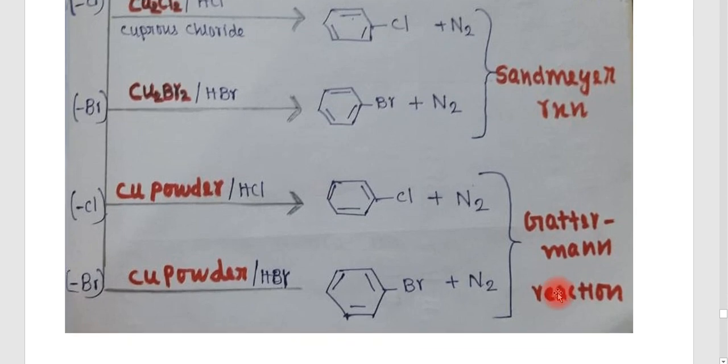In this reaction, if it is taking place in the presence of copper powder dissolved in HCl, or copper powder dissolved in HBr, then the reaction is called the Gattermann reaction. That is, if benzene diazonium chloride is treated with copper powder and HCl, you will get chlorobenzene and nitrogen. In the other case, if it is treated with copper powder and HBr, you get bromobenzene and nitrogen, and that reaction is called the Gattermann reaction.